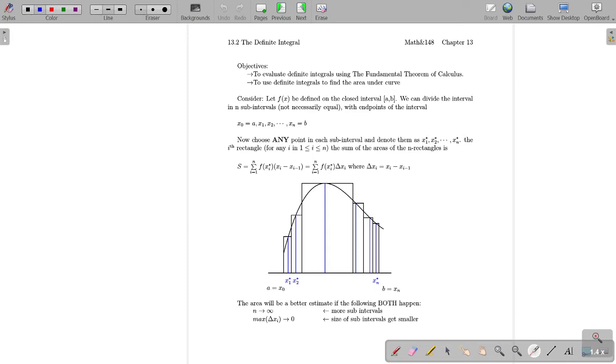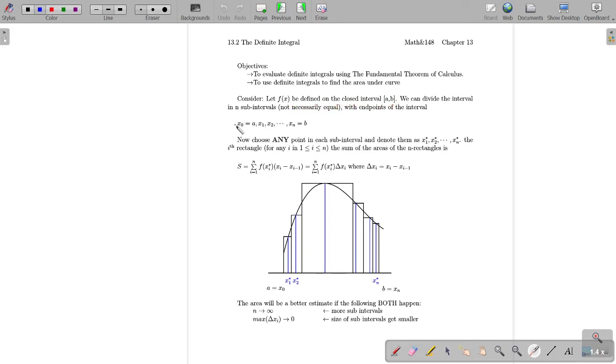Math 148, 13.2, the definite integral and area under a curve. So to evaluate definite integrals using the fundamental theorem of calculus, and to use definite integrals to find the area under a curve, consider f of x defined on a closed interval a to b.